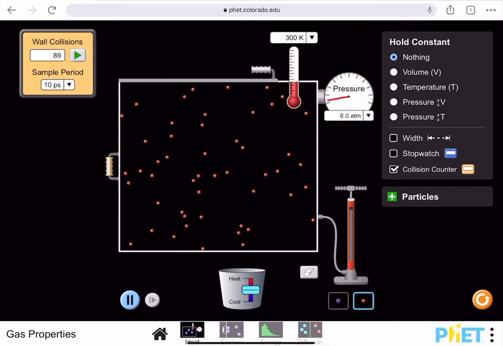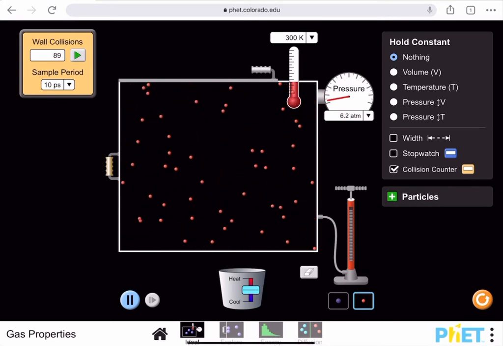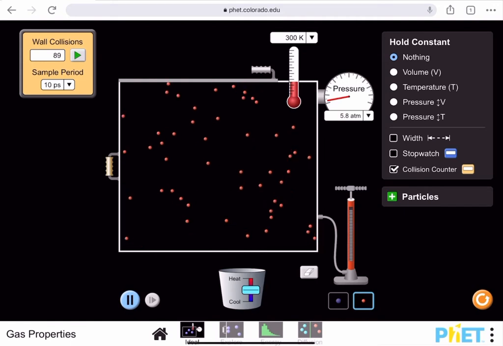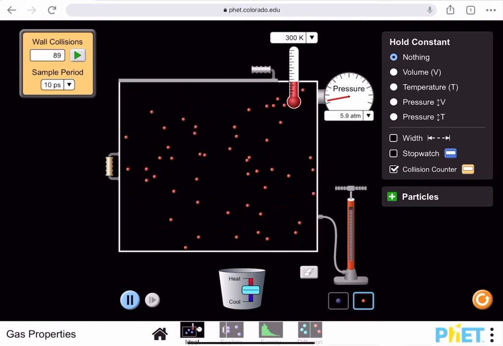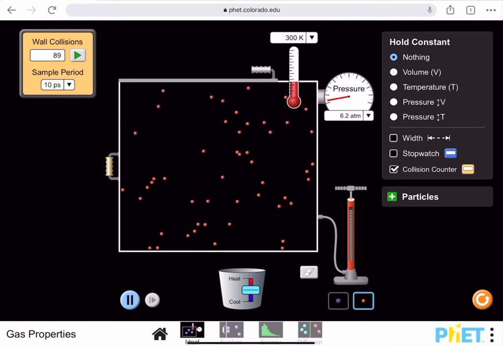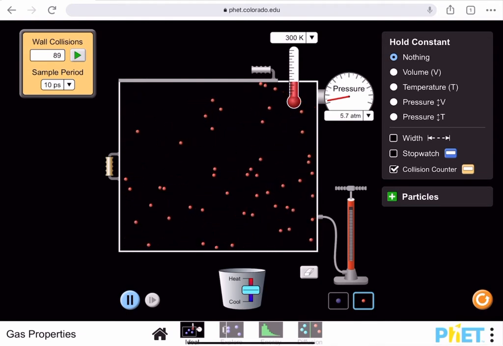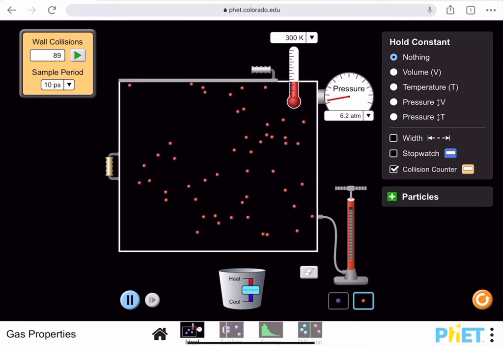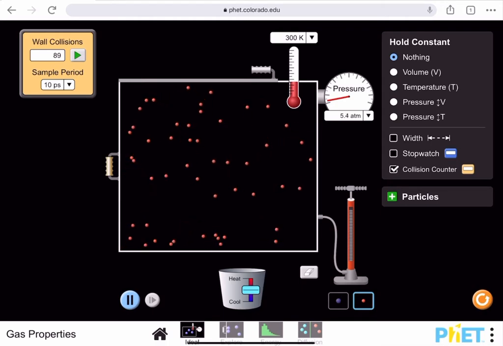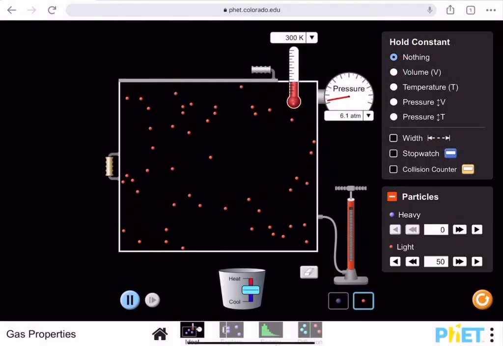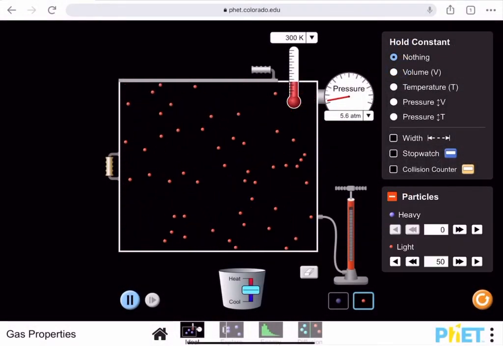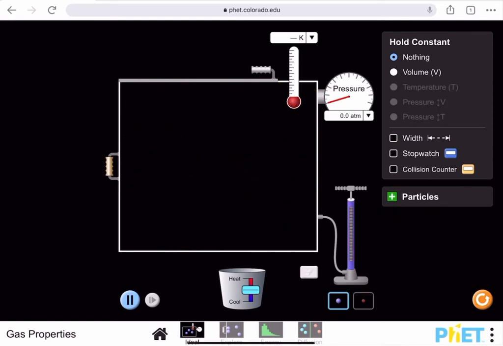Force is equal to mass times acceleration. They have less mass, and so when they hit the side of the container, they don't hit it with as much force as the larger particles do. The larger particles have a lot more mass, and so they hit it with more force, and so the pressure is the same. So pressure is the collisions that the particles have with the walls of the container, and those collisions can have a different amount of force depending on the size of the gas.